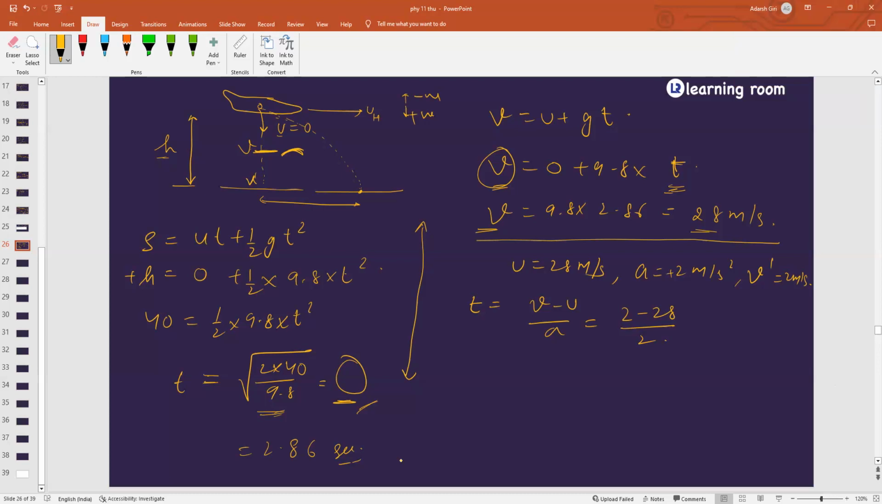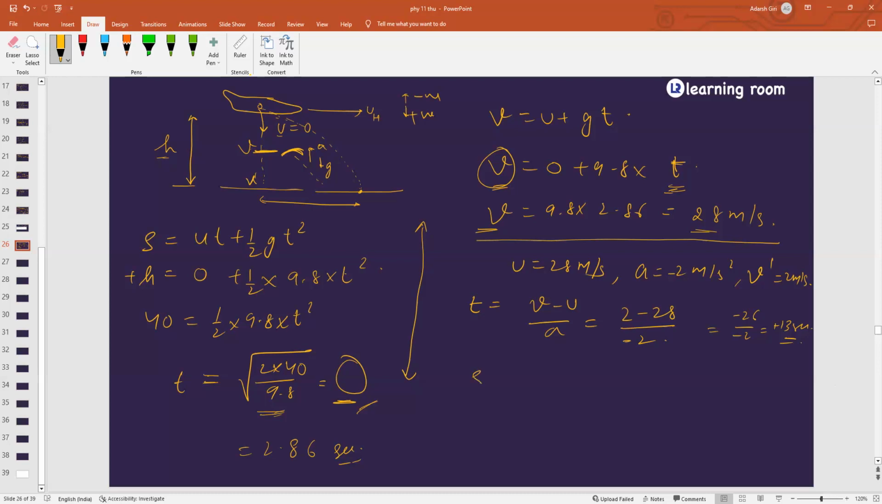Okay, the acceleration will be negative because that acceleration was upwards. Parachute provides acceleration upwards and g provides acceleration downwards. This is what the parachute does. So that will be minus 2. So this will be minus 26 by minus 2. That is plus 13 seconds. It will take 13 seconds to slowly come down after opening the parachute, right?